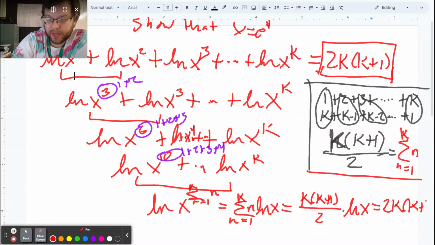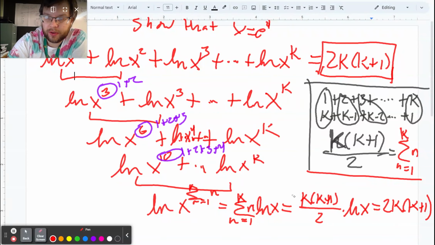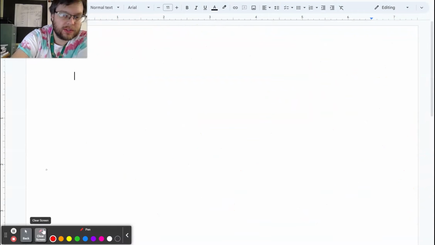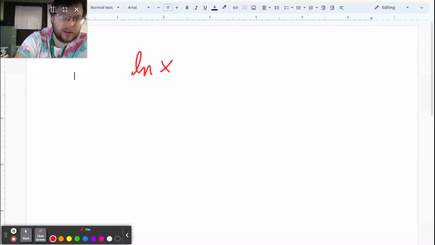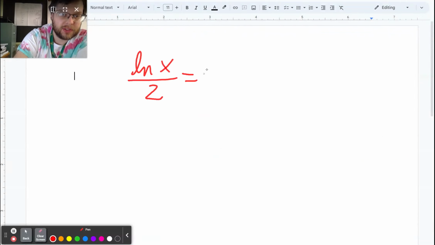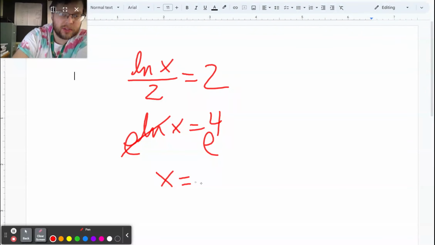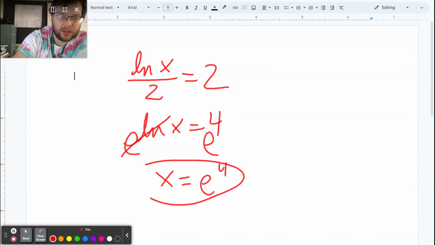And I'm going to solve for x. So divide both sides by k, divide both sides by k plus 1. And where we end up with is just natural log of x divided by 2 equals 2. So I'm going to clear the screen and just finish out with that. Natural log of x divided by 2 equals 2. Multiply by 2. Exponentiate both sides. So x has to equal e to the fourth.